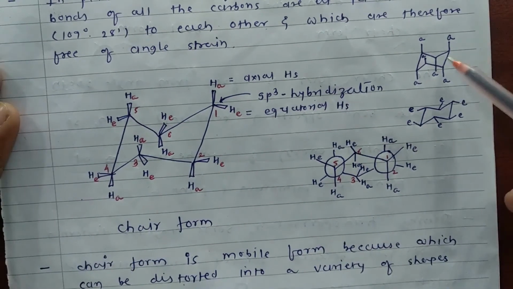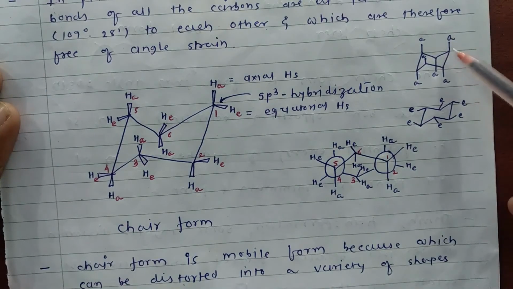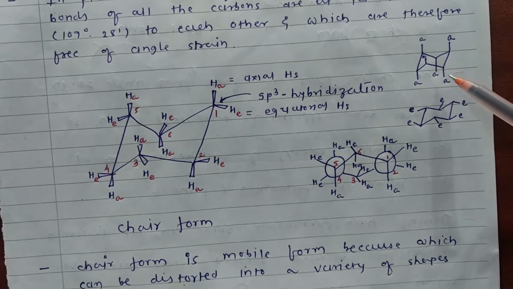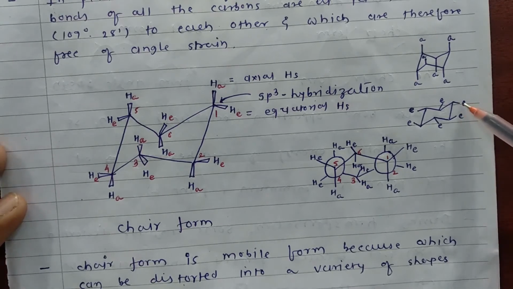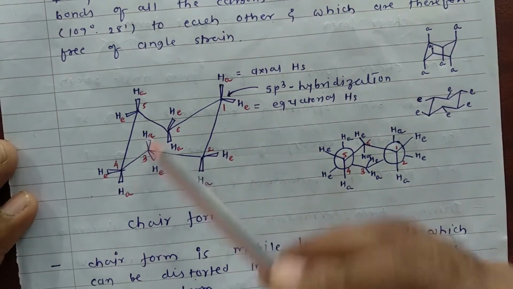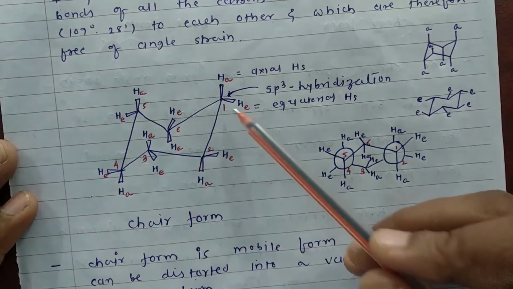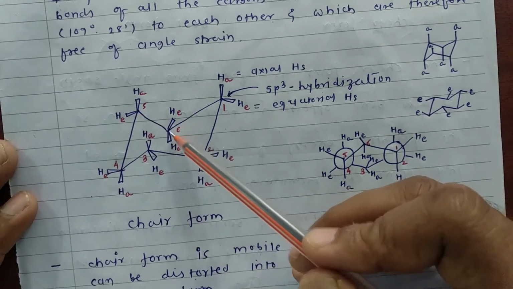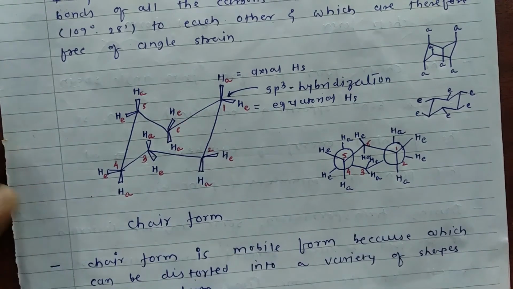See here. In this structure, this axial above, this axial below, axial above, axial below, above, below. This way axial hydrogens are in alternate manner, above and below. In a similar way, equatorial hydrogens are below, above, below, above, below, above. So equatorial hydrogens are also arranged this way in the cyclohexane ring. This way you can explain the equatorial and axial positions of hydrogen in the cyclohexane ring.